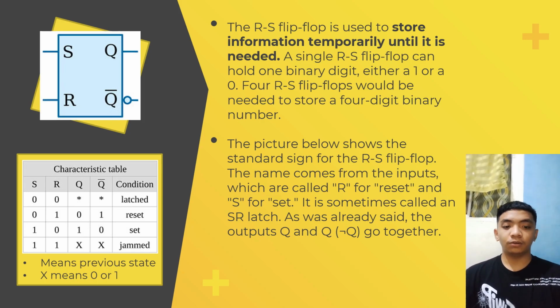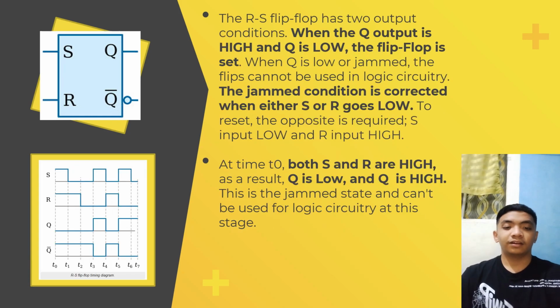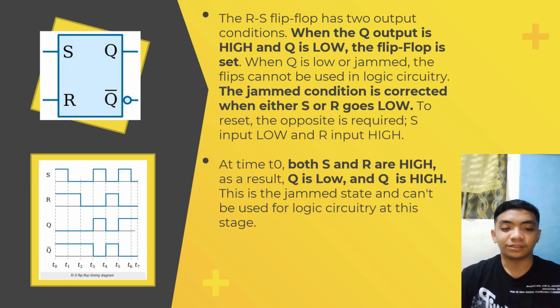The picture below shows the standard symbol for the RS flip-flop. The name comes from the inputs, which are called R for reset and S for set. It is sometimes called an SR latch. As was already said, the first output Q and the second output Q go together. The RS flip-flop has two output conditions. When the first Q output is high and the second Q output is low, the flip-flop is set. When the first Q output is low, it is the jump condition, and the flip-flop cannot be used in logic circuitry.